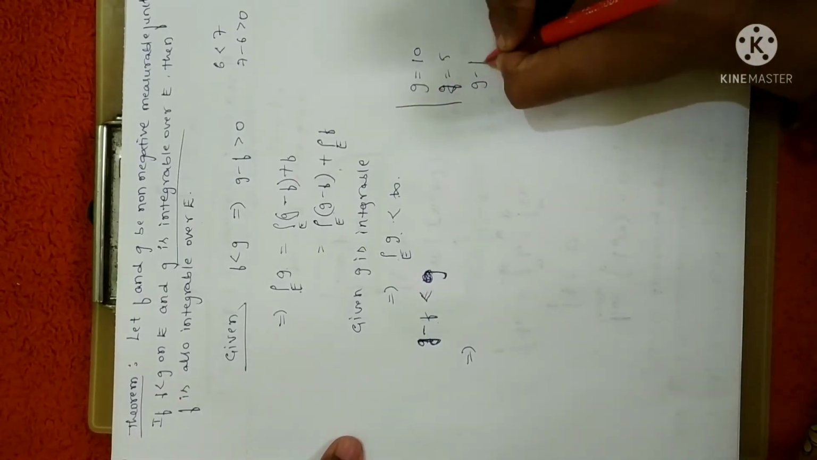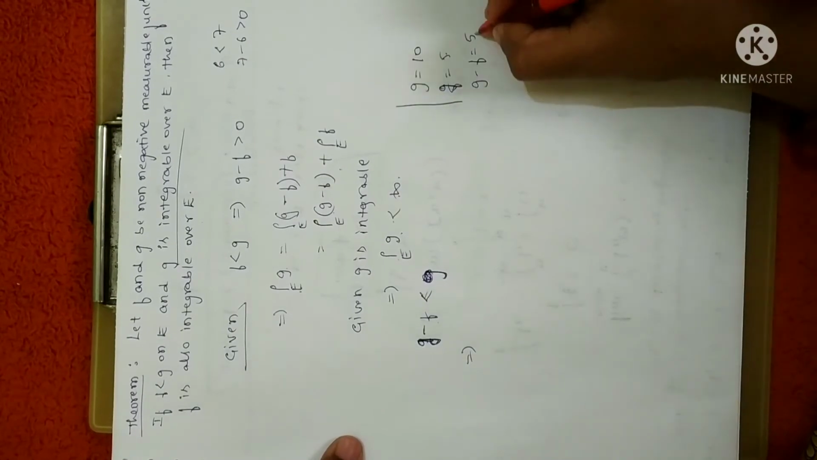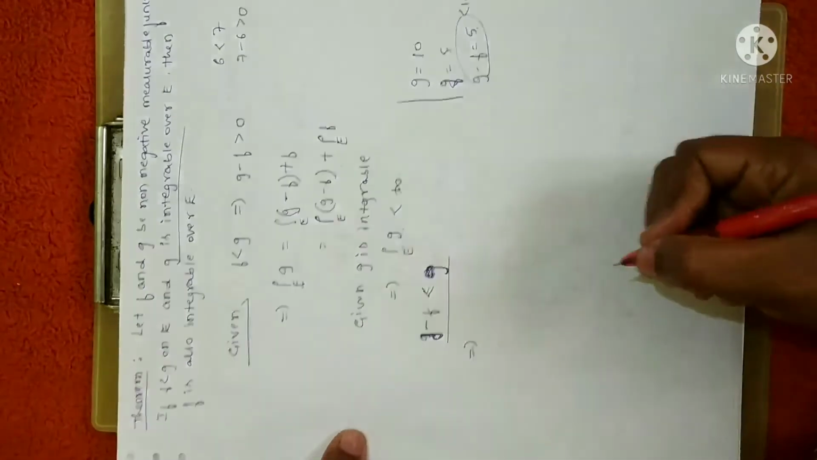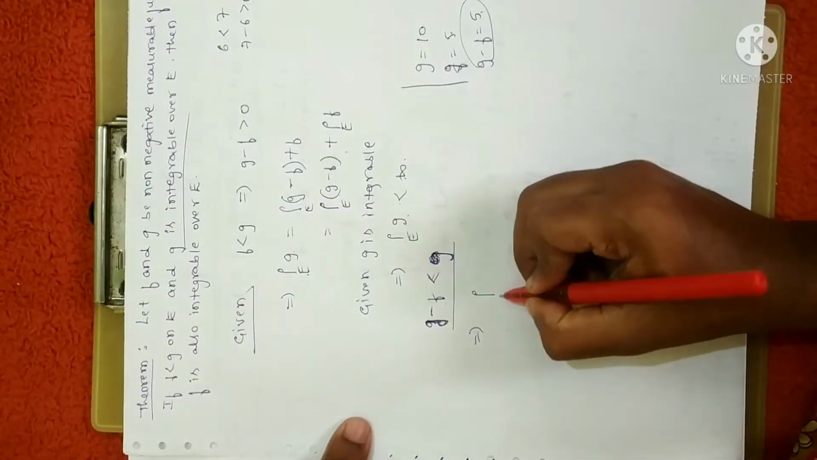So if g minus f will be 5 only, 10 minus 5 is 5. So obviously it is less than 10, right? That is, it is less than g. So that is why I have written this statement. Now let me take integration on both sides.